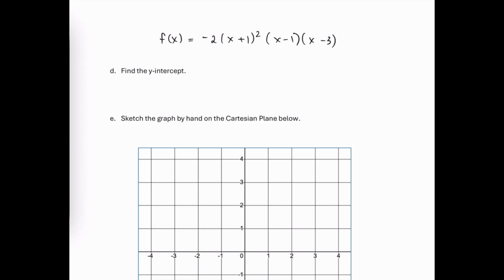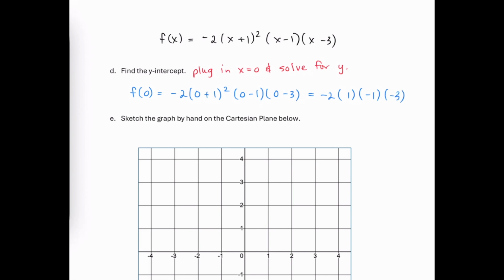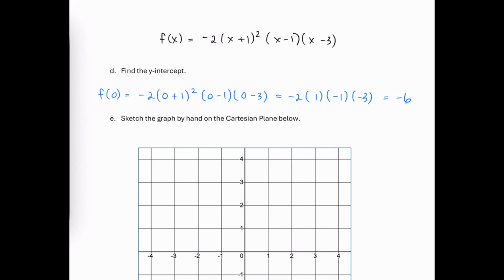And now in part D, we're asked to find the y-intercept. To find the y-intercept, we'd plug in x is equal to 0 and solve for y, but basically that's the same thing as evaluating the function at 0. So plugging in 0 for all of these x's, we get -2 times 1 times -1 times -3, which yields -6, and the y-intercept on this graph is going to be the ordered pair (0, -6).